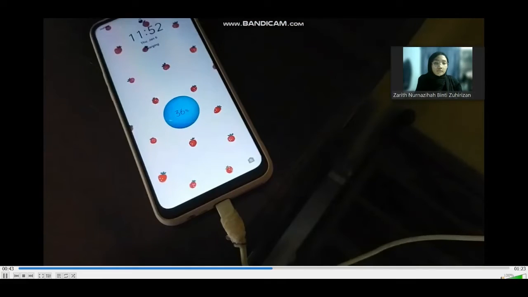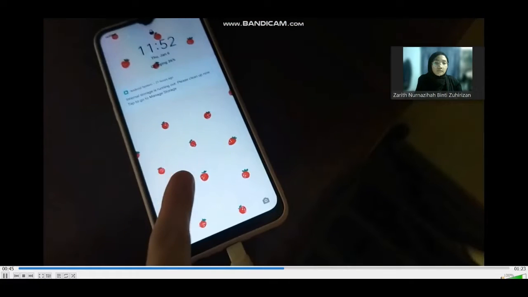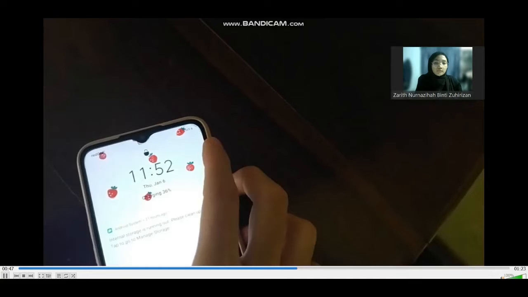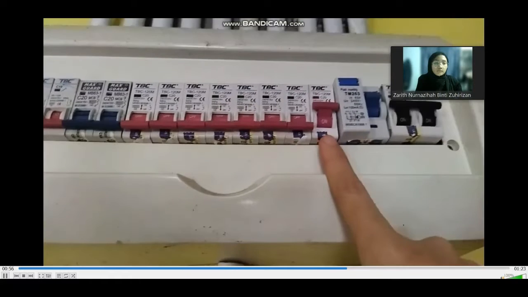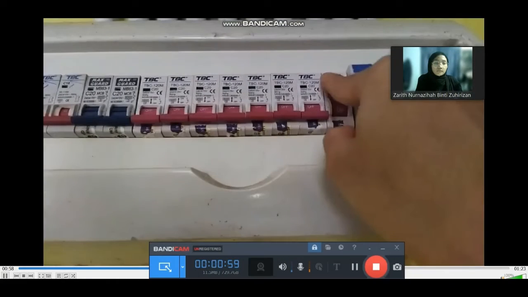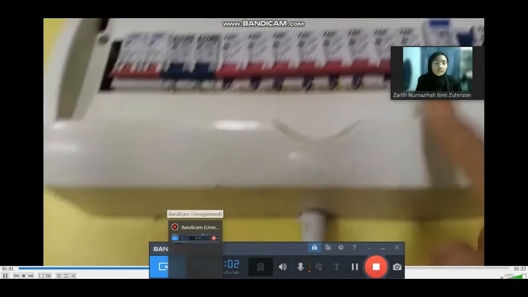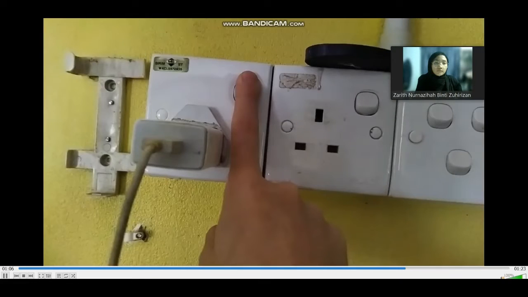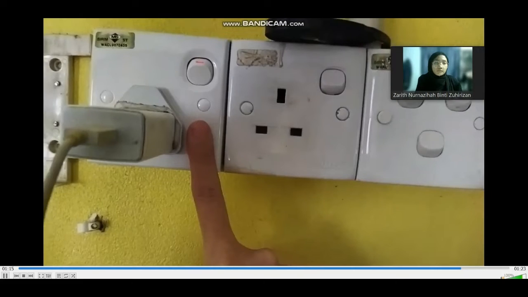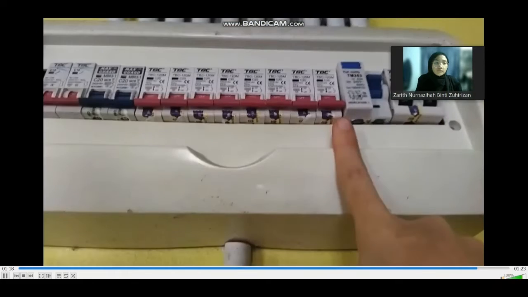Then the phone is connected. The charging phone is connected with the charger. It means socket outlet number 1 is related to the MCB number 12 here. But okay, when I turn off the MCB 12 and the socket outlet is still on, I will turn it on, off, and on again. But the phone is not connected with the charger. It means the socket outlet number 1 is related to the MCB 12 here.